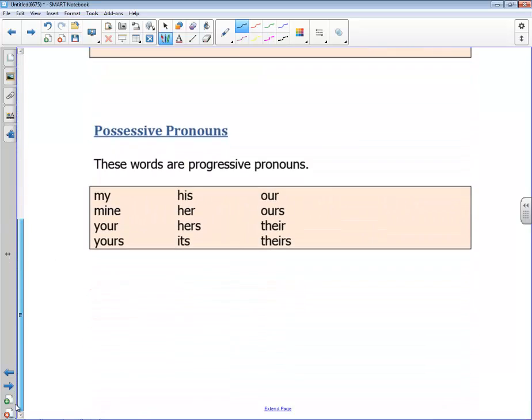All right, the final type of pronouns, classification of pronouns, is possessive pronouns. And these words are possessive pronouns, not progressive. That is a typo. My, mine, your, yours, his, her, hers, its without the apostrophe. You'll learn that, I believe, in Module 4. Our, ours, their, and theirs.